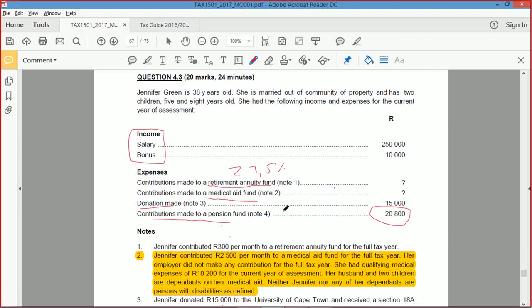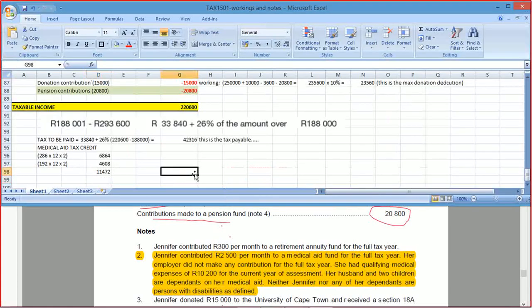Right, let me just grab the calculator. 2,500 times 12. I get 55,000. Okay, so let's work that out. She contributes 2.5 a month times 12 months gives a total of 55,000. Do you agree? Yeah. Okay, that's the 55k. So that's an amount that she's contributing. She had qualifying medical expenses of 10,200.